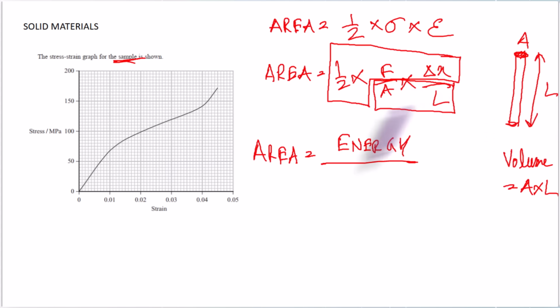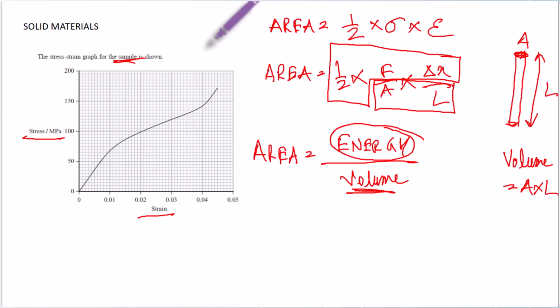divided by AL, which gives you the volume. So energy per unit volume is the quantity we call energy density. So the area under the stress strain graph gives you energy density. And if there is a reverse question where they ask you how to calculate the energy, what you do is calculate the area and multiply it with the volume of the sample.